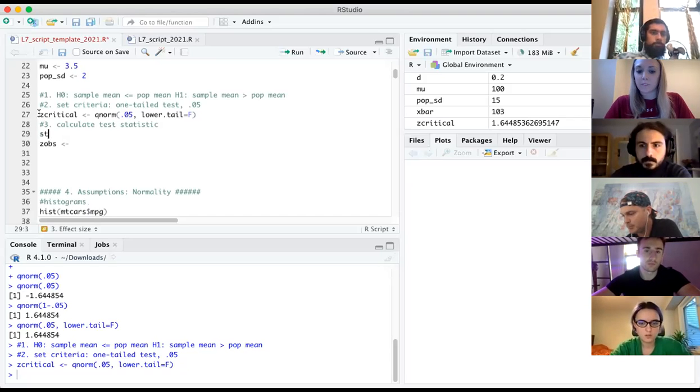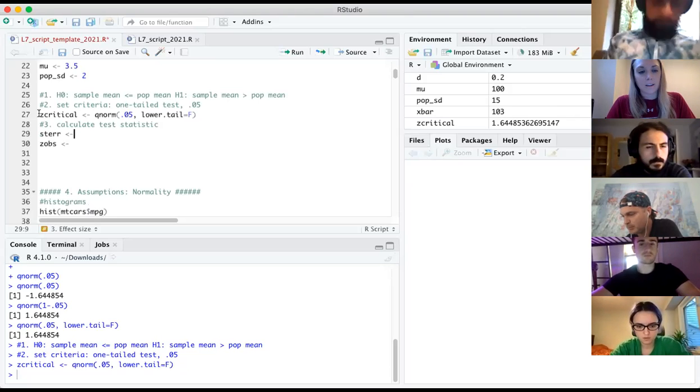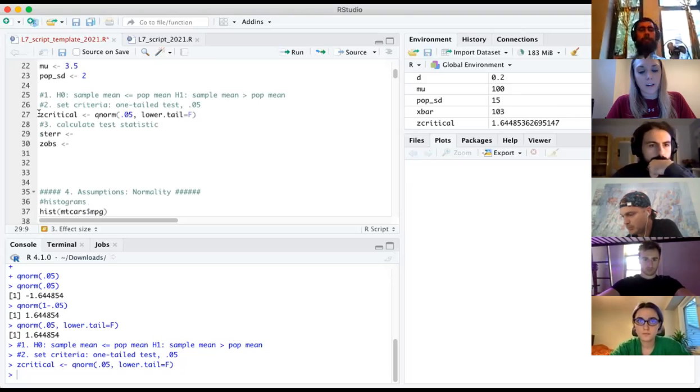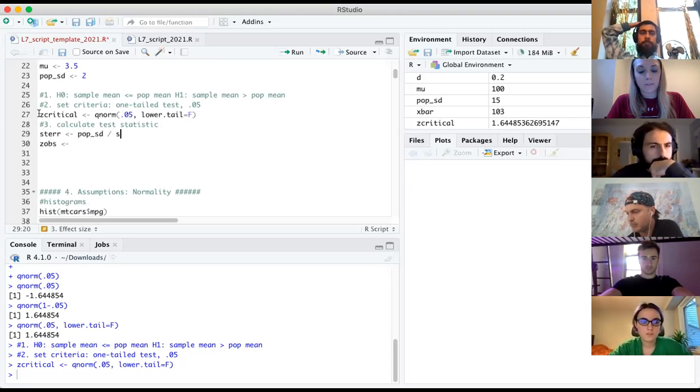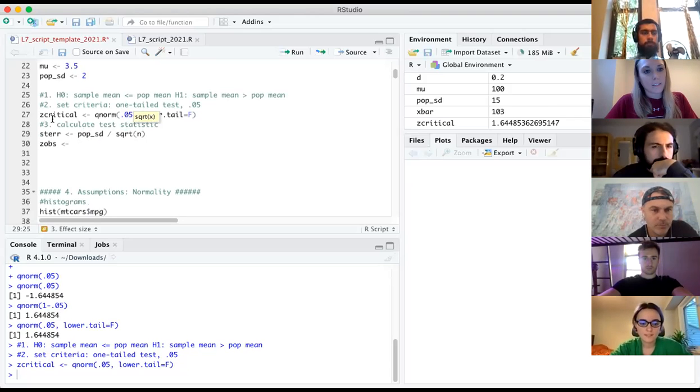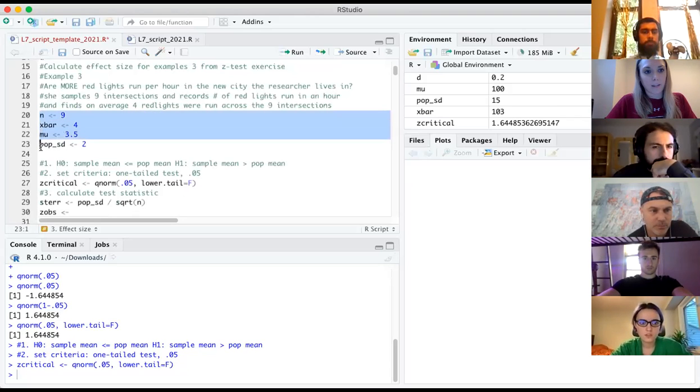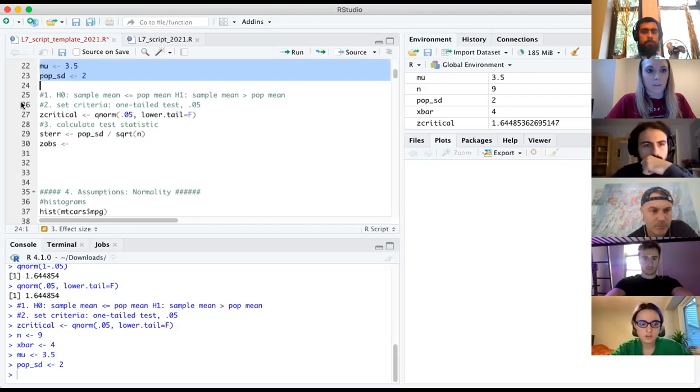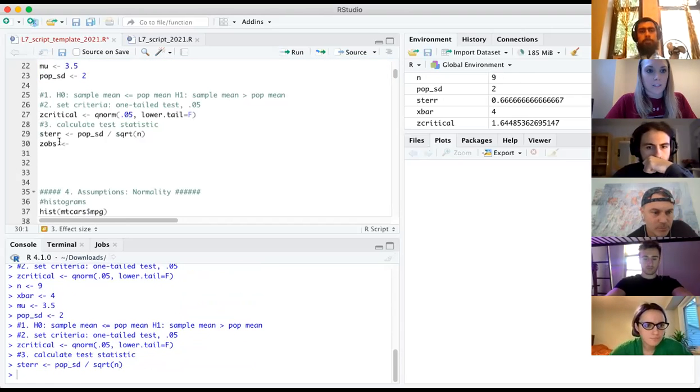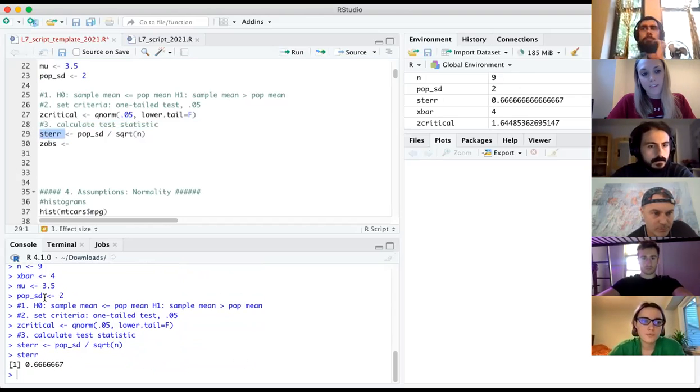The standard error. Exactly, the standard error. So we have our standard error here, and that's going to be our standard deviation divided by what? Square root. The square root of n, or square root of our sample size, which we already defined up here. Hopefully I ran these. So you can see here our standard error down in the console is 0.6667.